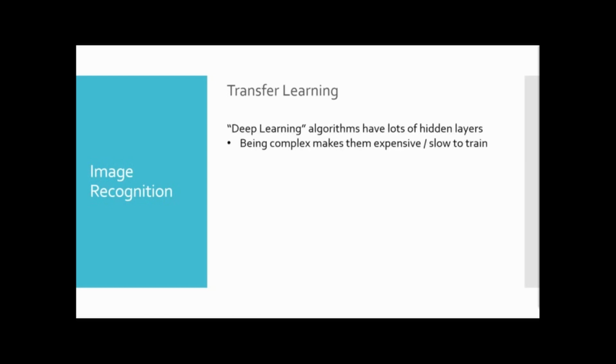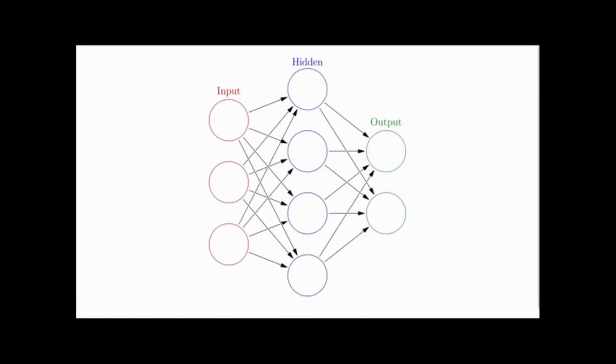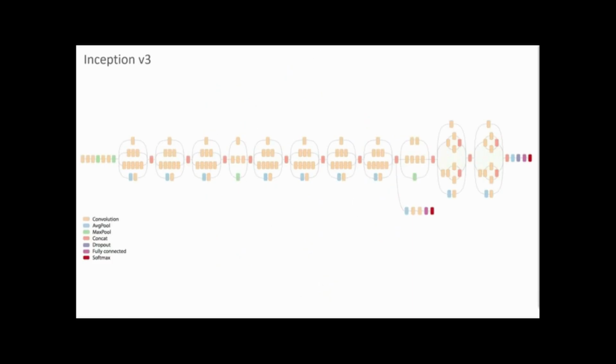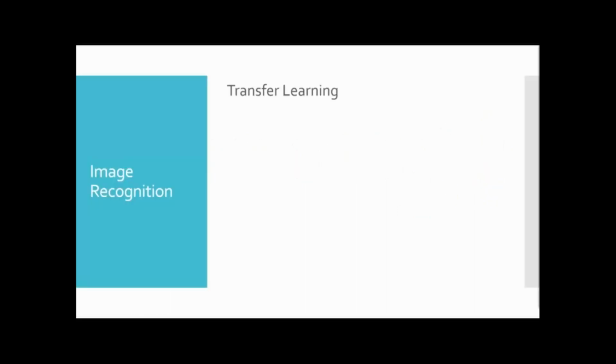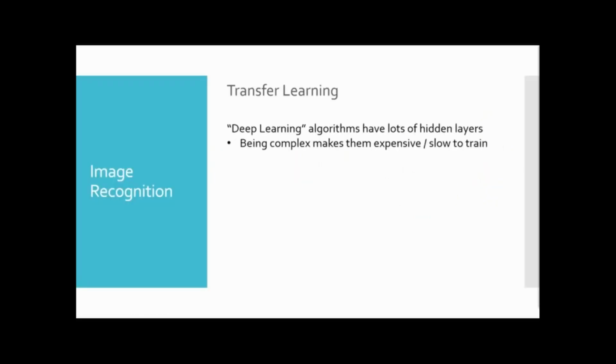And so, when we hear about these deep learning algorithms, they're basically neural networks with a lot of hidden layers. They also have some other tricks involved, but there are a lot of layers, and being more complex makes them really expensive and slow to train. So compared to our simple little neural network, this is Google's Inception 3 image recognition network. Significantly more complex.